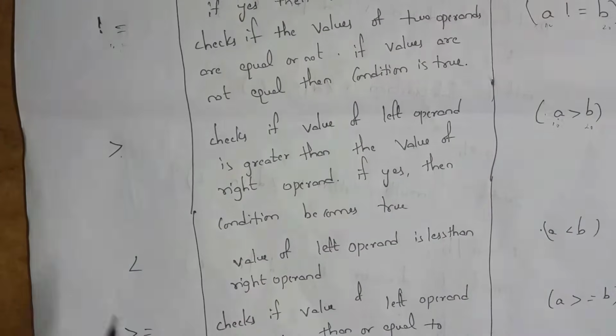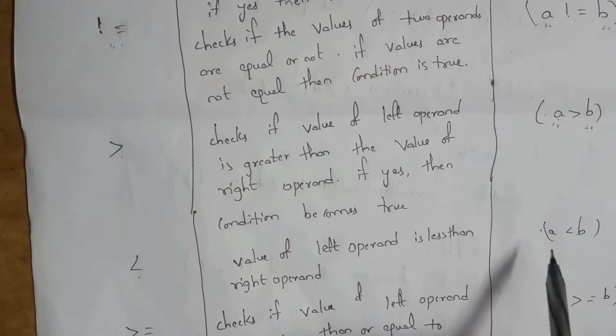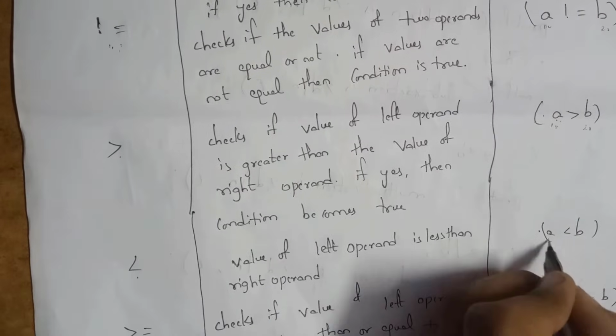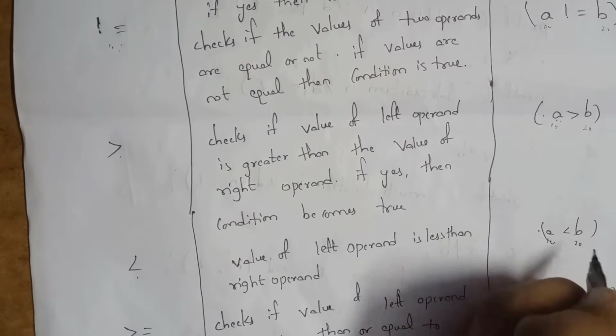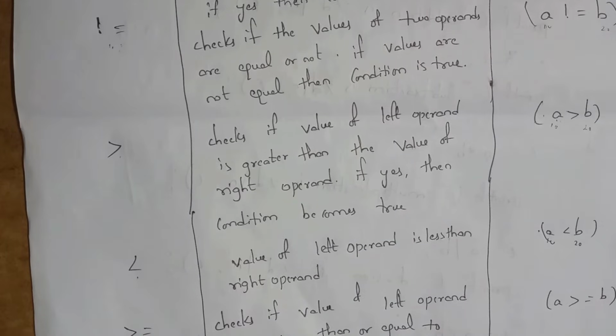In this condition is false. Next, less than operator. This is how we represent less than operator, that is a less than b. Value of a is 10 and value of b is 20. 10 is less than 20. Condition is satisfied. So in this condition is true.